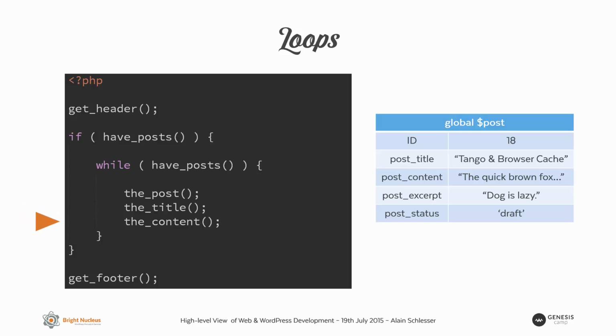So if you encounter functions where the WordPress codex tells you that they can only be used within the loop, it is because they are using the global post variable to get their data.